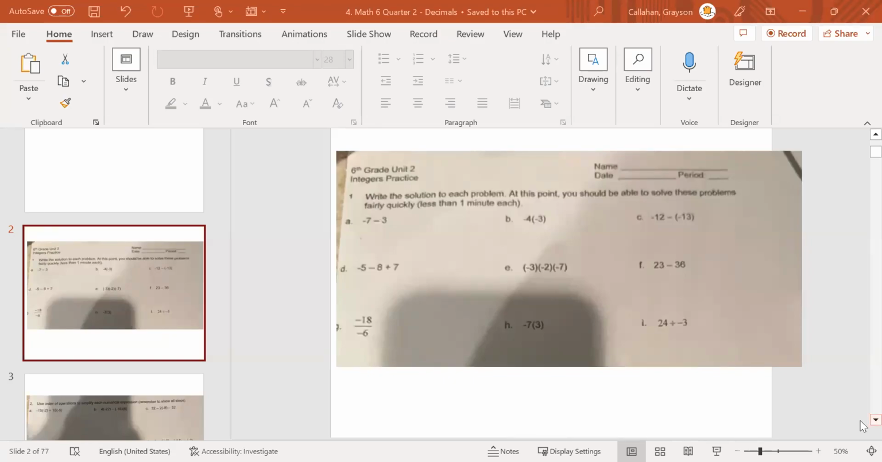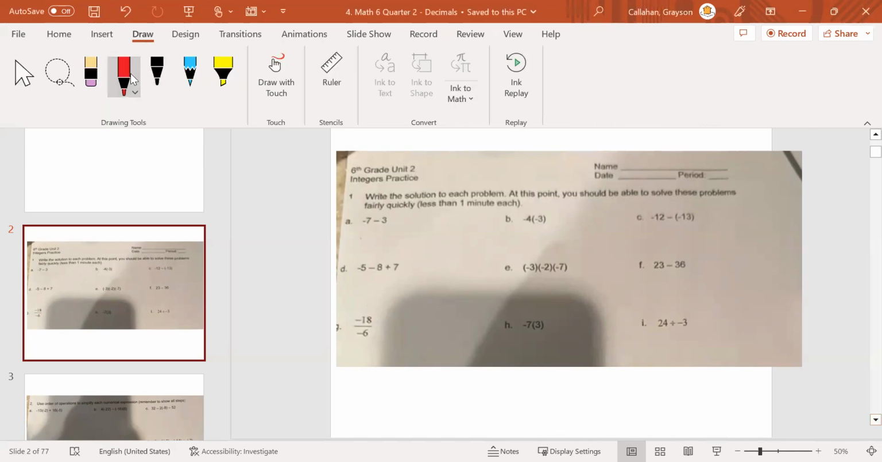Okay, so Grayson, we are gonna go over your integer practice with your unit 2 test, and also PEMDAS. So let's go ahead and take a look at this. This is pretty simple. It's just integers, right? Yeah. So what I want you to do is go ahead and write down all of the answers here.